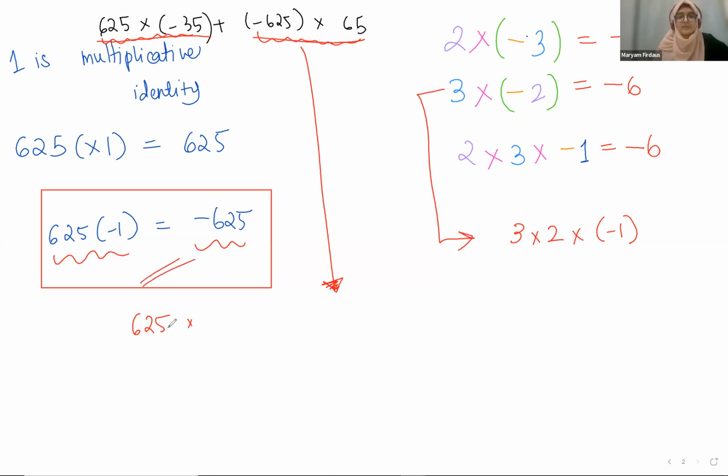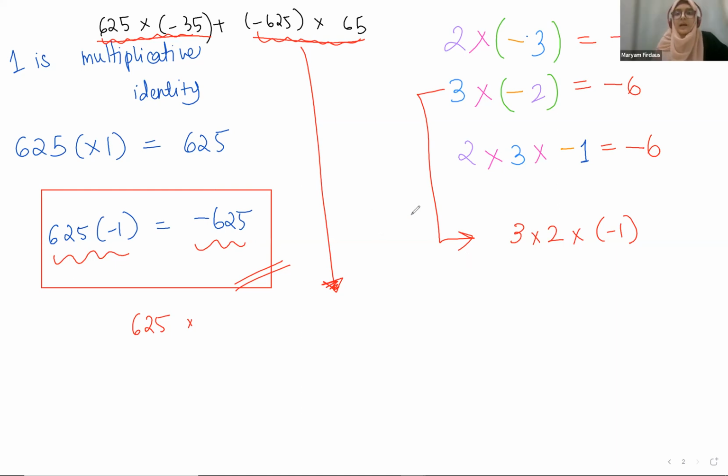Remember this. Positive 35? No, it's negative 35. What can you write negative 35 as, if you want to separate the negative from the 35? How can you separate? Multiplied by positive 1.